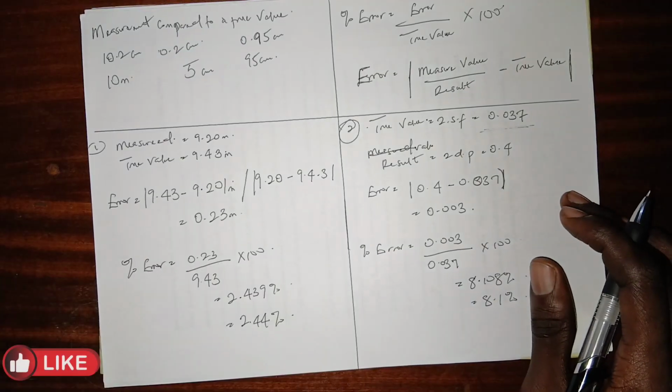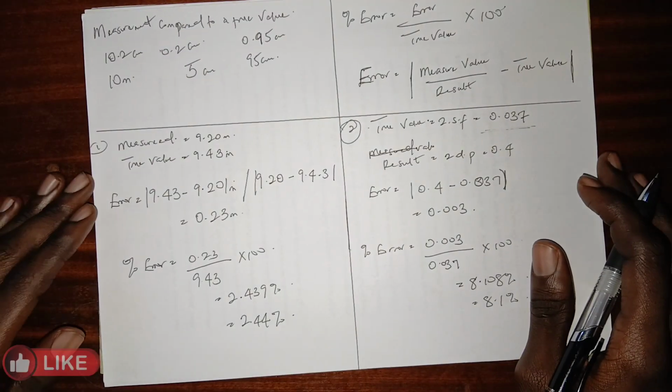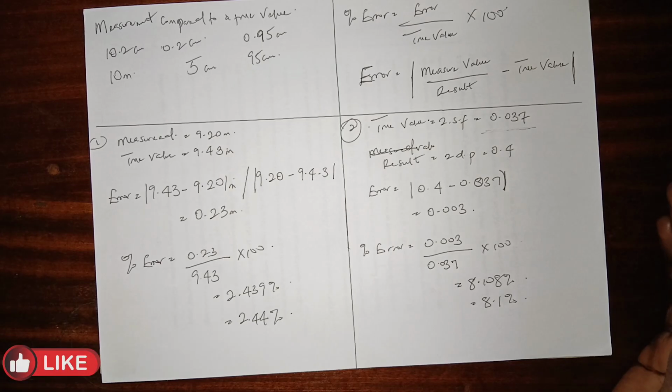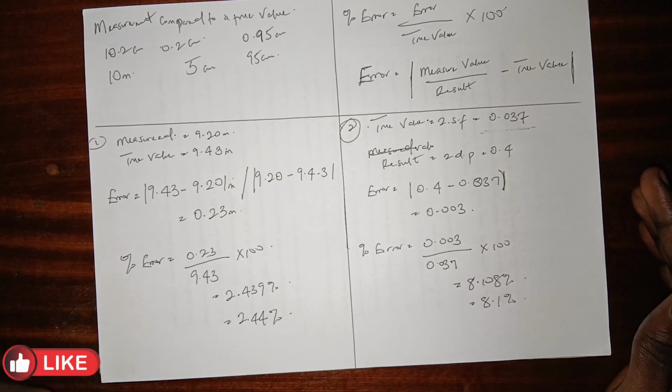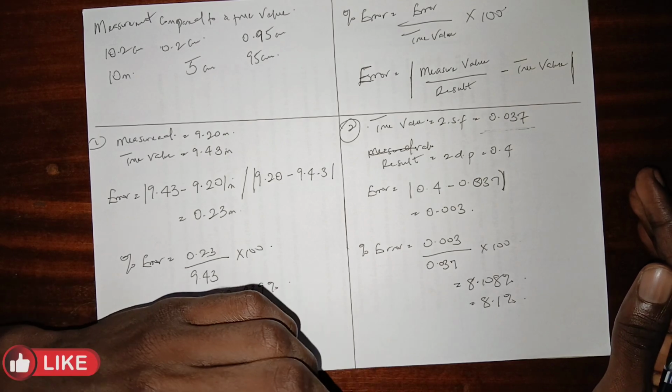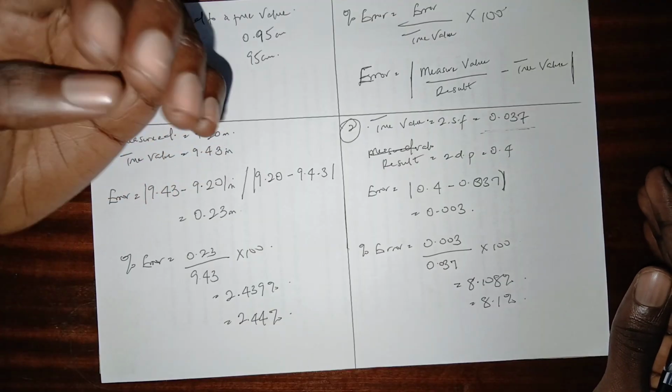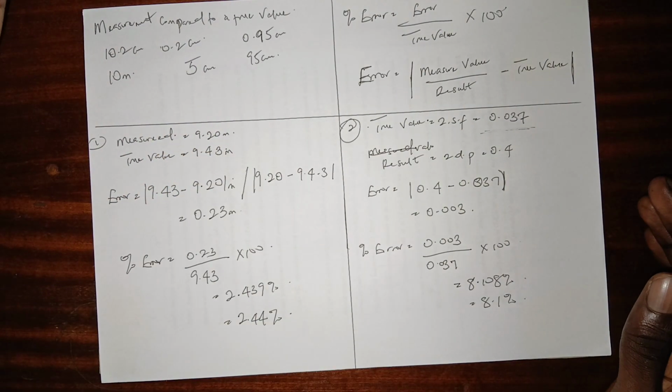So this is one of the examples in percentage error. The other examples are ones where you will use different units, such as distances or even calculated materials, and you are asked to find the percentage error.